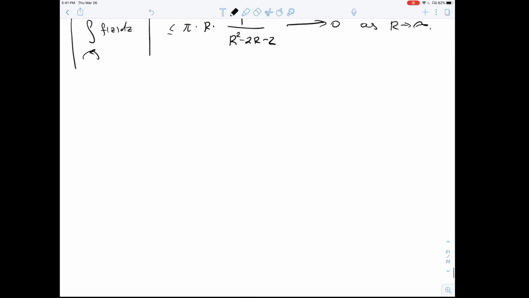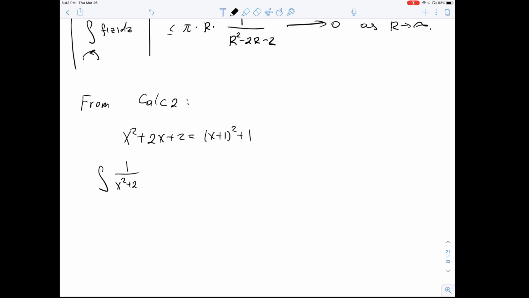So if we want to check it, then we need to write that x squared plus 2x plus 2 is x plus 1 square plus 1, so you complete the square. This you can check by hand. And so I'll just compute the antiderivative. Here I can compute the antiderivative. It will be this.